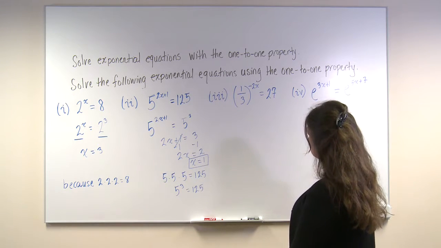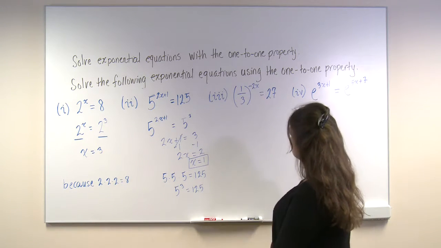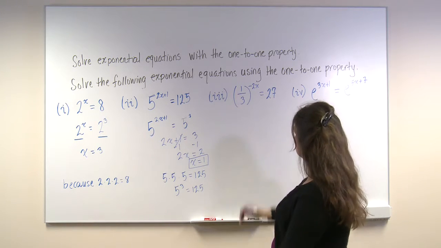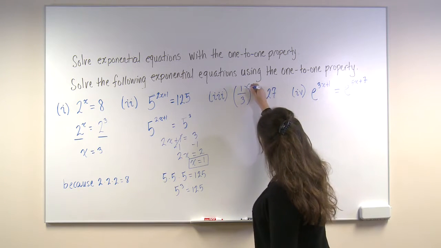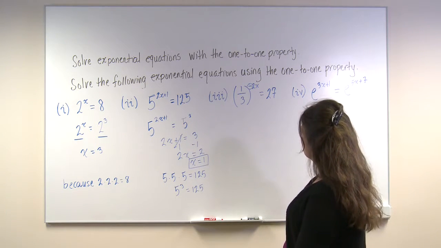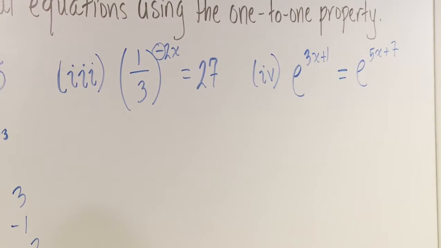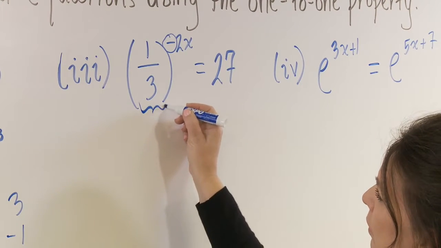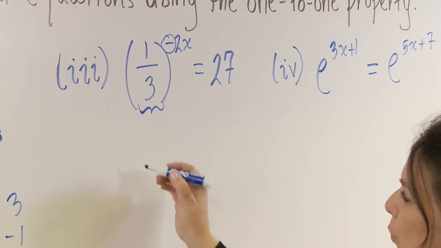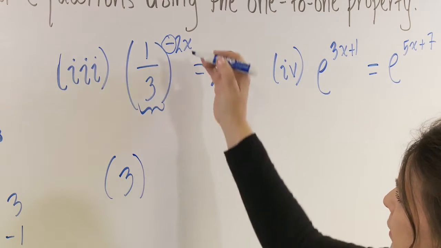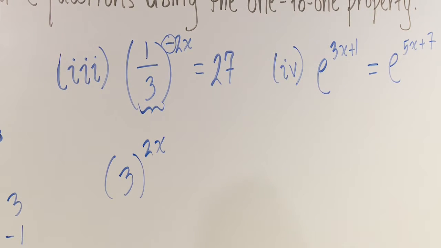For the 3rd problem, I need to address the exponent on the left-hand side as well as the exponent on the right-hand side. So the first thing I'd like to do is to consider the negative. I somehow want to modify the problem so that I have a positive exponent. So what I can do is I can take the reciprocal of what I have in parentheses here, the 1/3. The reciprocal of 1/3 is 3. And I can change the sign on the exponent. So I have 3 raised to the 2x.